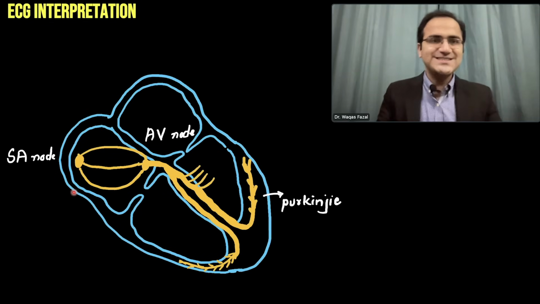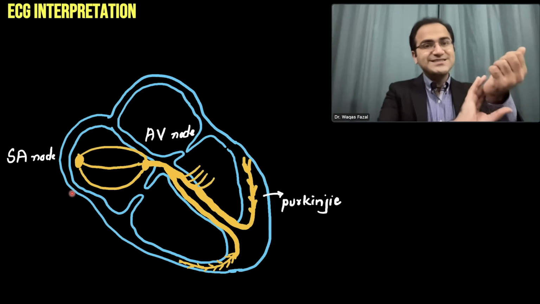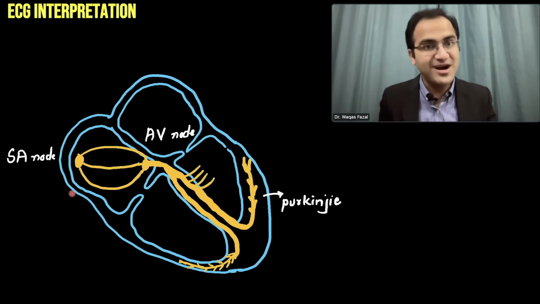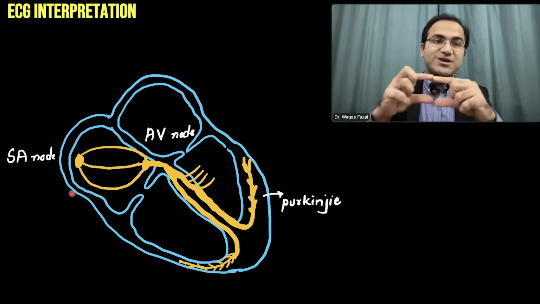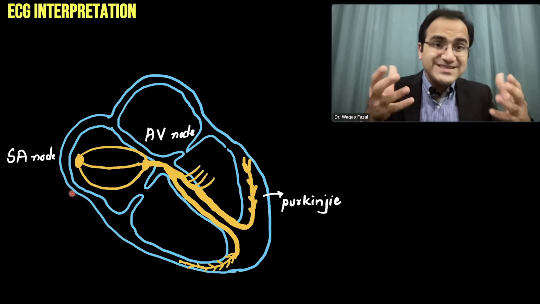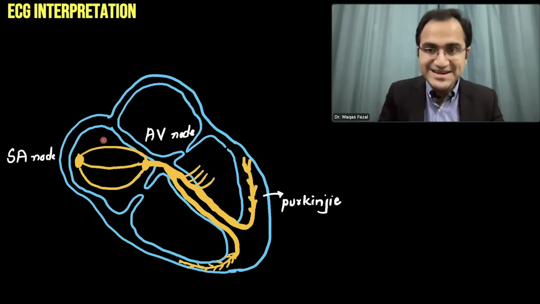First of all, what is ECG? ECG is basically an electrocardiogram in which you place certain sensors on the human body and you detect the electrical activity of the heart. That electrical activity of the heart is recorded on a piece of paper that is called an ECG. Basically, in our heart, there is the SA node, and that SA node produces electrical signals, and those electrical signals cause contraction of the atria.